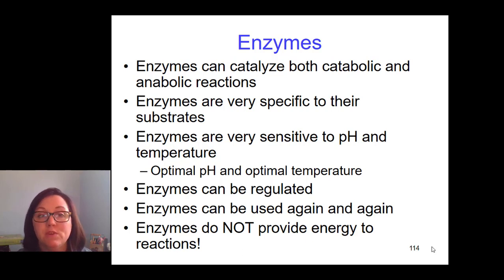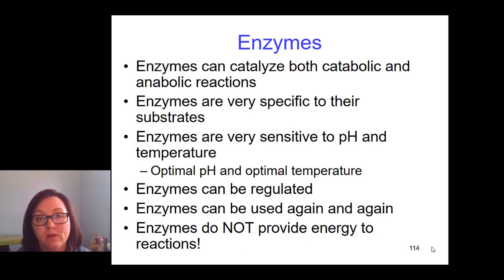As I mentioned before, enzymes are very specific to their substrates. Enzymes are also very sensitive to temperature and pH. They are made out of proteins, and as I mentioned before, proteins can become denatured or unfolded when there are changes in temperature and pH. So each enzyme has a very specific temperature and pH that it works best at, and we call these the optimal temperature and the optimal pH. If the pH or temperature is anything but optimal, the enzyme will work less.